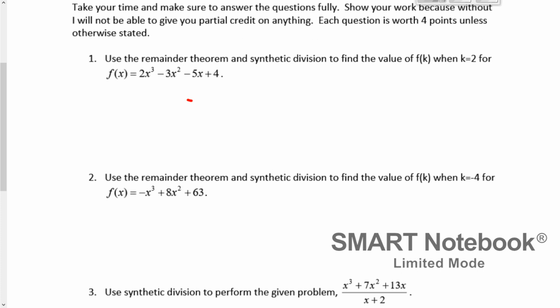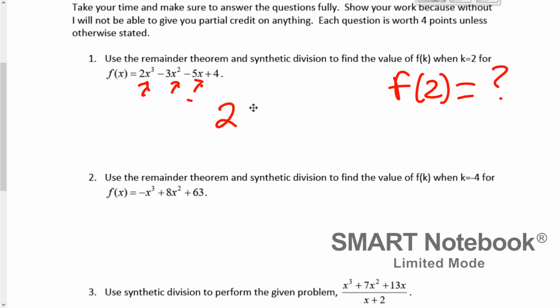So when you use the remainder theorem with synthetic division, what you're trying to find is f of k when k equals 2. So you're trying to really find f of 2, trying to find out what does that equal. You could normally just do that by plugging in 2 for your x's and evaluating, but we can use synthetic division. That's what the remainder theorem is about, with synthetic division.